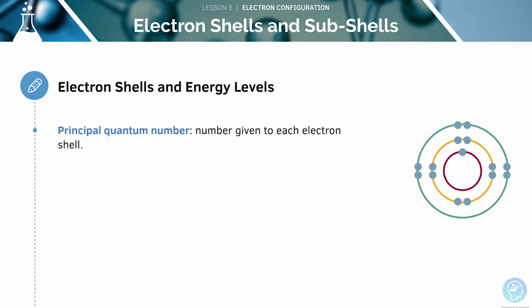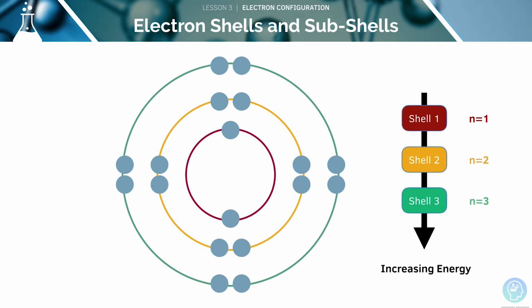Each electron shell has something called a principal quantum number. The shell closest to the nucleus has quantum number 1. The second shell has quantum number 2, and so on. So the further away a shell is from the nucleus, the higher the principal quantum number.